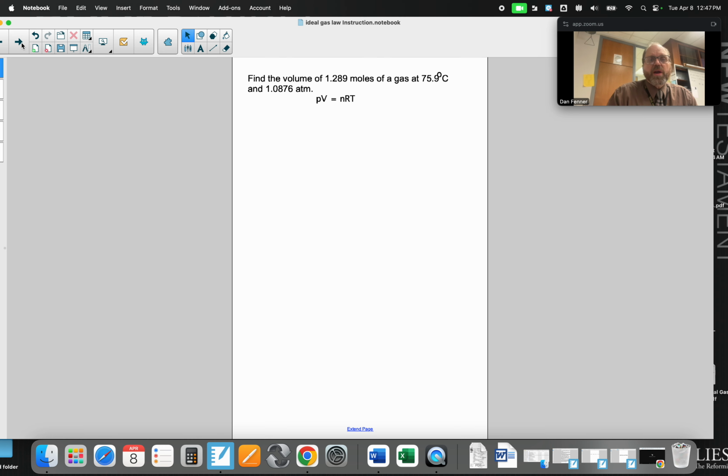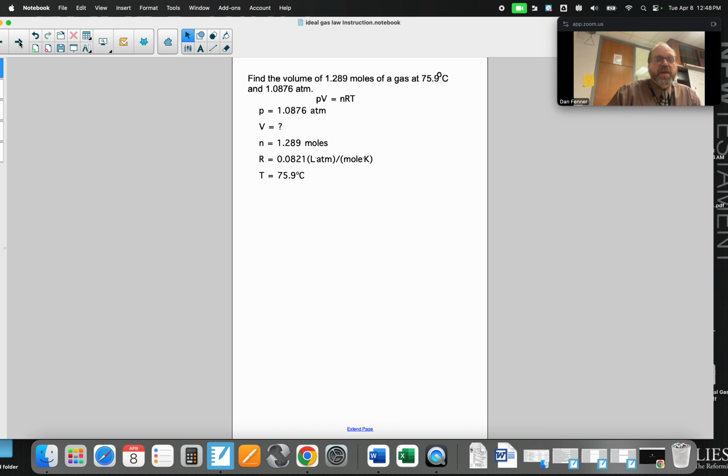So our equation, PV equals nRT. Let's do our values: P, V, n, R, and T. Well, P is 1.0876 atmospheres. V is unknown. That's what we're looking for. Find the volume. n is the number of moles, so it's 1.289 moles. R is our gas constant. Now, which are we going to use? Well, I'm in atmospheres, so I'm going to use 0.0821 liters atmospheres per mole Kelvin.